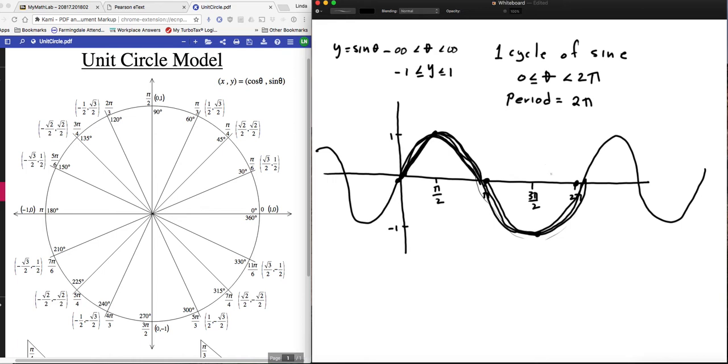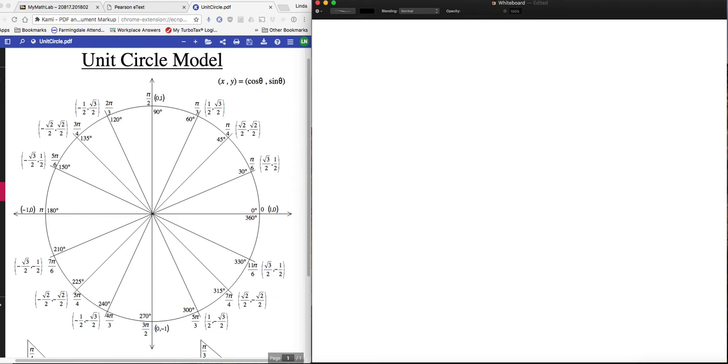All right, now I can do something similar for cosine. If I get a blank page here, I can do something similar for cosine. If I take y equals cosine theta, again, the domain is the same as sine. So theta can be anything at all. The range is also the same as sine, between -1 and 1.